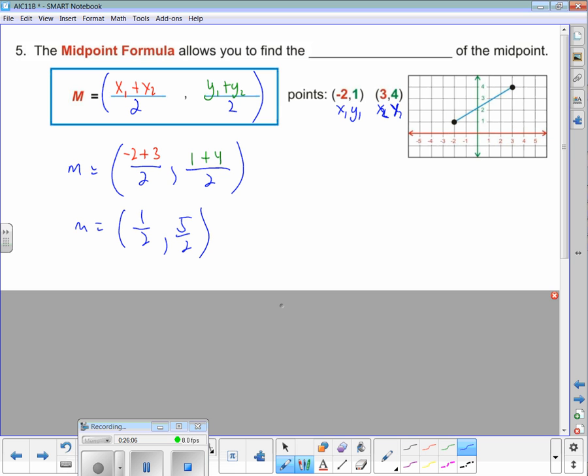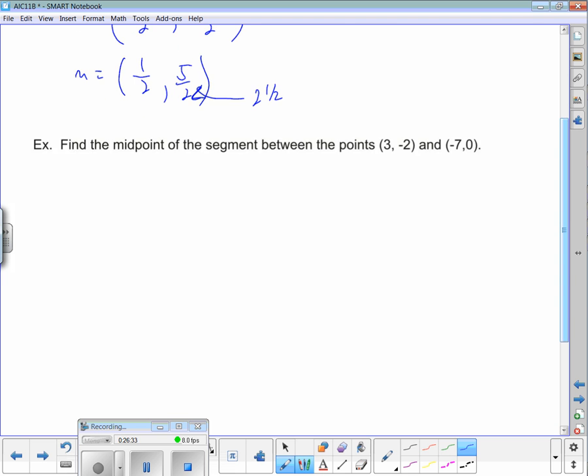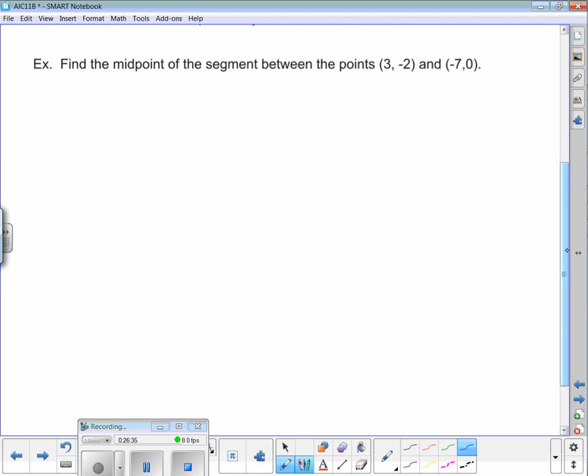Let's look at the graph. Here's a half on the x, and here's 5 halves, or 2 and a half, on the y. So the midpoint should be right about there. Doesn't that look like the midpoint? It sure looks like the midpoint to me, and it is. All right, the formula will get it exactly right every single time. Every single time.